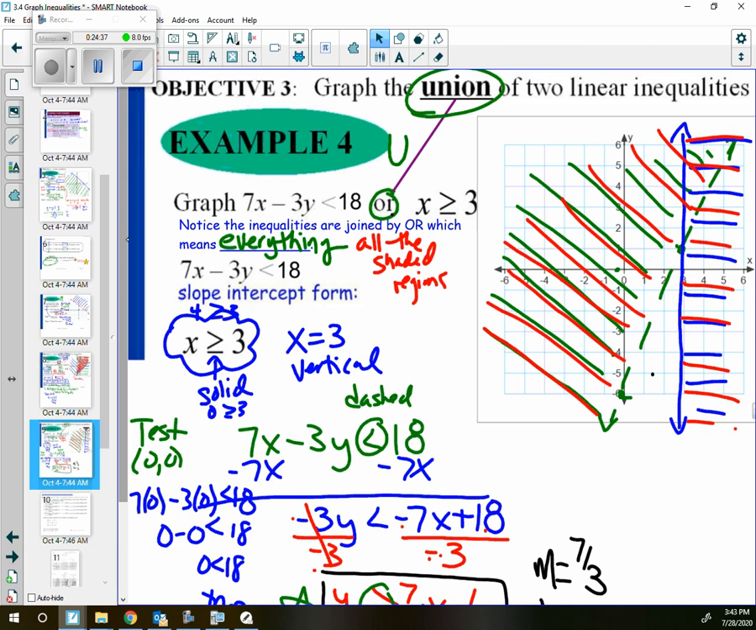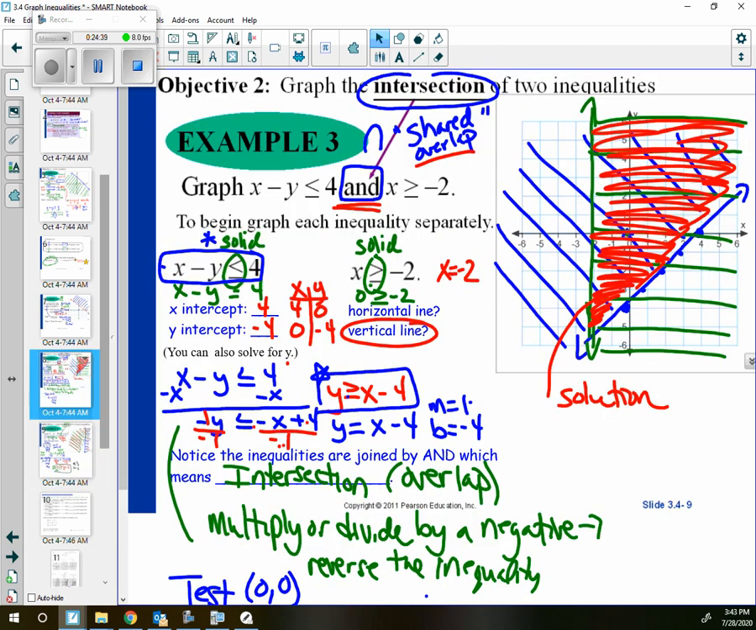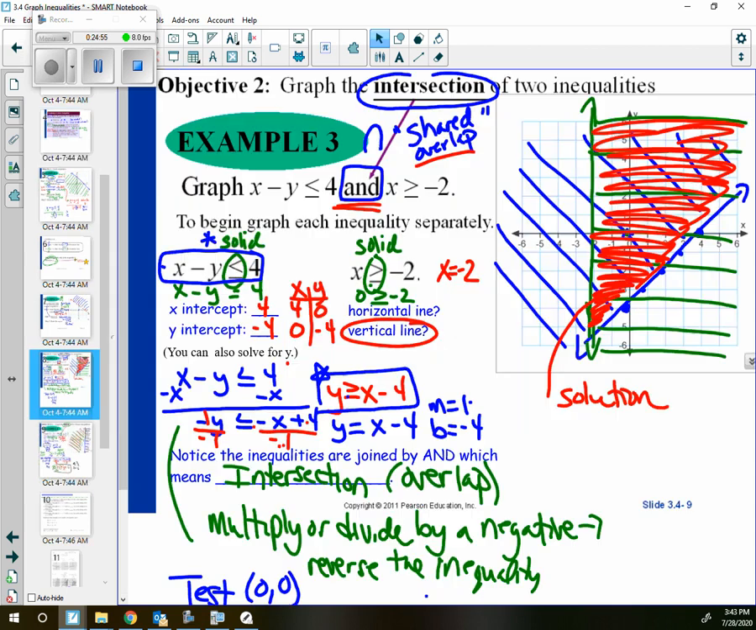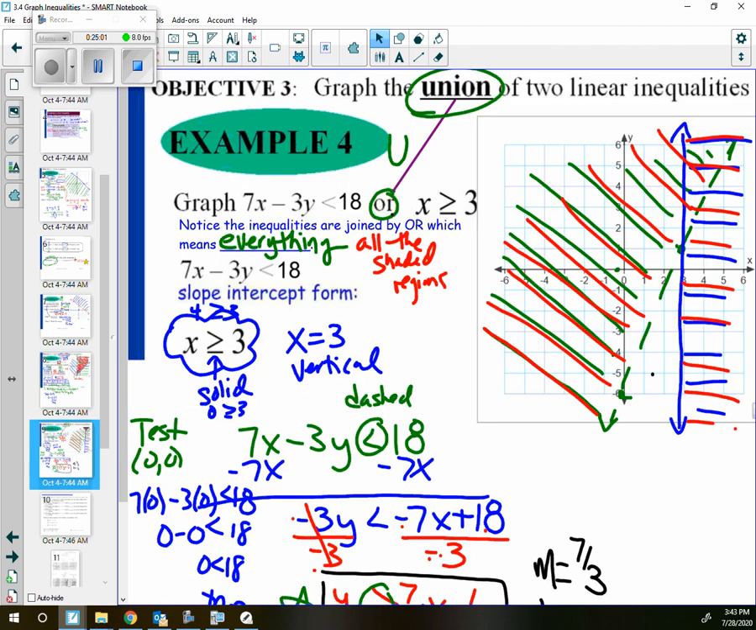So graphing inequalities really comes down to being able to graph an inequality, knowing solid or dashed with less than or equal to or just less than or greater than, testing points or solving for y so you know which way to shade, and being able to show all the points that are our solutions with that shaded region. And we have our ands, which is overlap, or intersection, and we have or, which is union, which is everything.